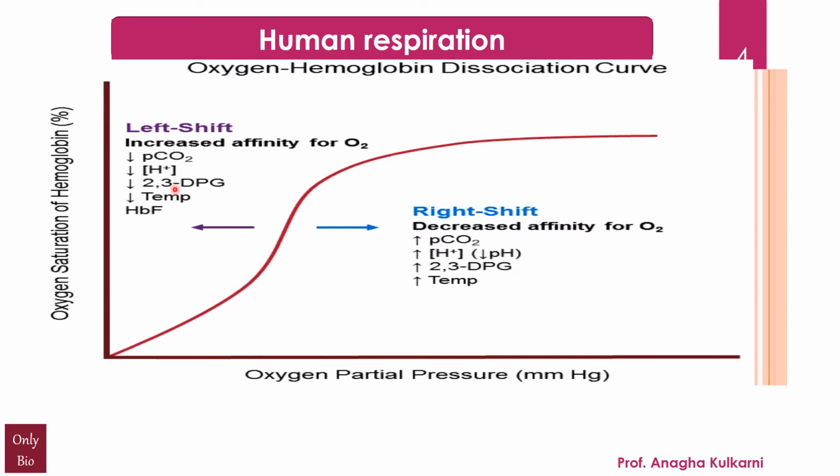And on the contrary, the left shift is because of the hemoglobin's affinity for oxygen being changed. Now what happens is there's a decrease in the partial pressure of the carbon dioxide. The concentration of H plus ions is also affected.